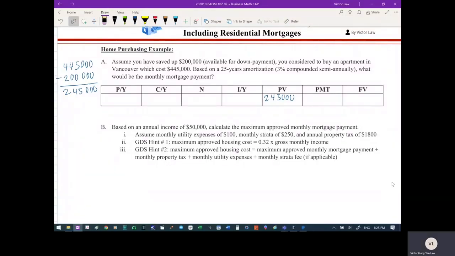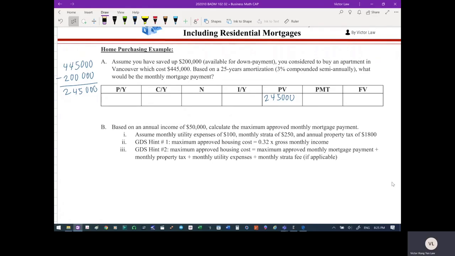Home purchasing example. Assume you have saved up $200,000 for a down payment. You consider buying an apartment in Vancouver, which costs about $445,000, based on a 25-year amortization, 3.5% compounded semi-annually. What will be the monthly mortgage payments?